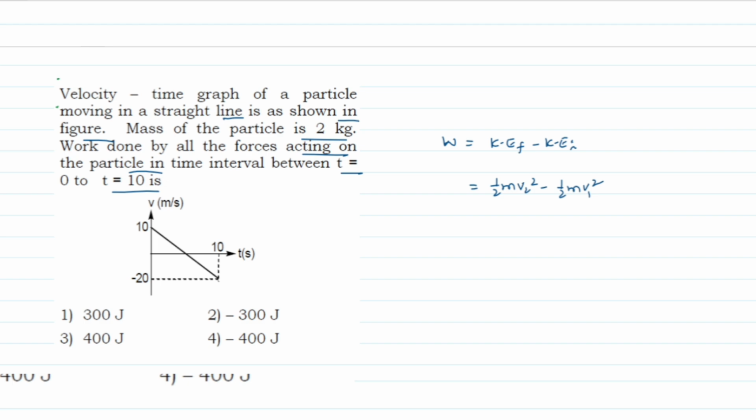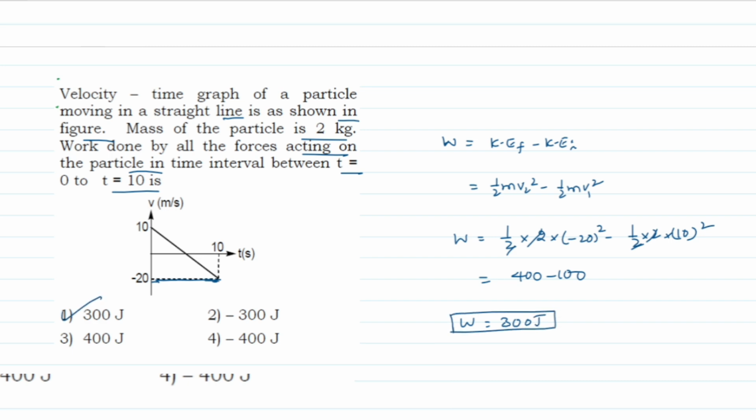So from the graph, work done equals half into mass, which is given as 2 kg, into v2 square. Final velocity according to the graph is 20 whole square, minus half into 2 into initial velocity, which is 10 square. So the 2 gets cancelled here. This is 400 minus 100. It's nothing but 300 joules. So 300 joules is the correct answer. Let us see the next question.